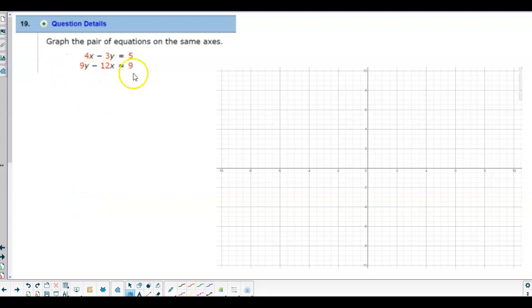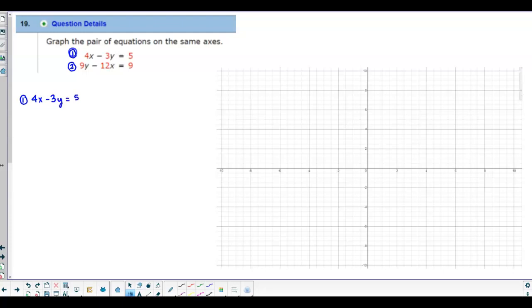Question 19, we want to graph the pair of equations on the same axis. So we have our first equation, and then we have our second equation. So let's take a look at the first equation. First equation is 4x minus 3y, which is equal to 5.